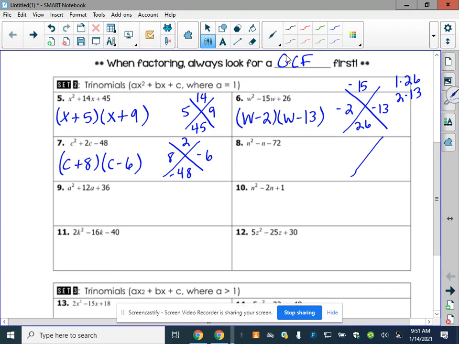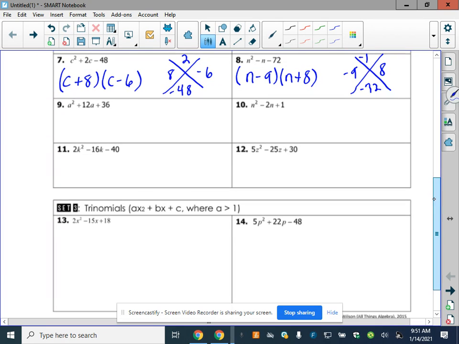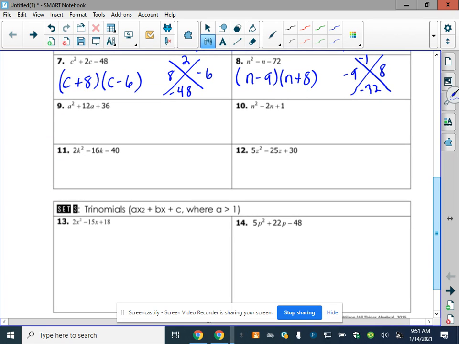Number 8, my c term is negative 72. My b term is an understood negative 1. So I'm looking for what multiplies to negative 72, adds to negative 1, which is negative 9 and 8. So it's n minus 9, n plus 8. Now, if you took these and multiplied these answers out, you should get what you started with. So if you were taking a test or something, you should know if you had them correct.